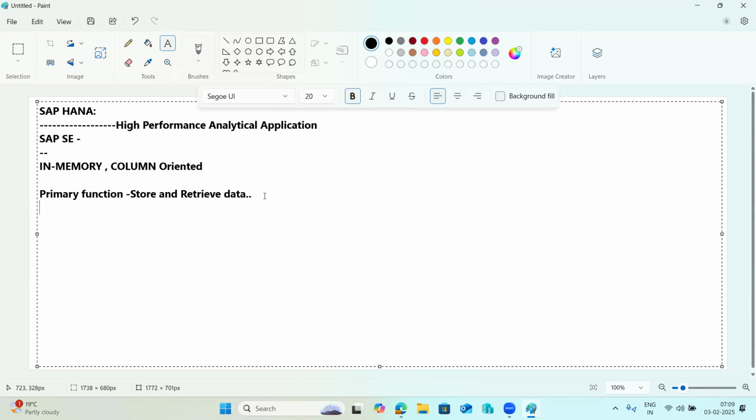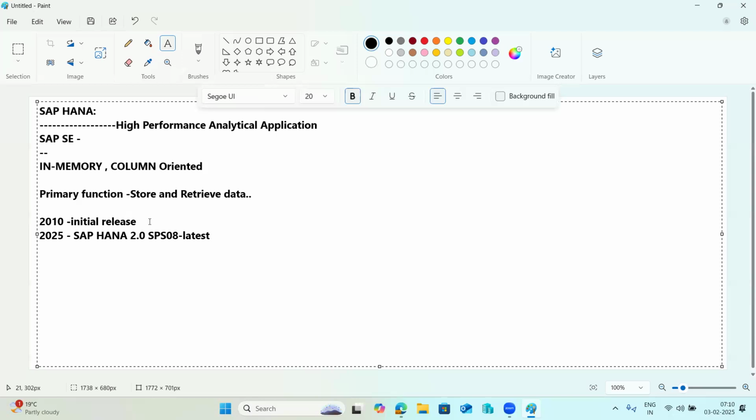So the first demonstration, the first release of the HANA database, was in 2010. This is called the initial release. As of today, 2025, the latest version is SAP HANA 2.0 SPS 08, which is the latest version in the market.